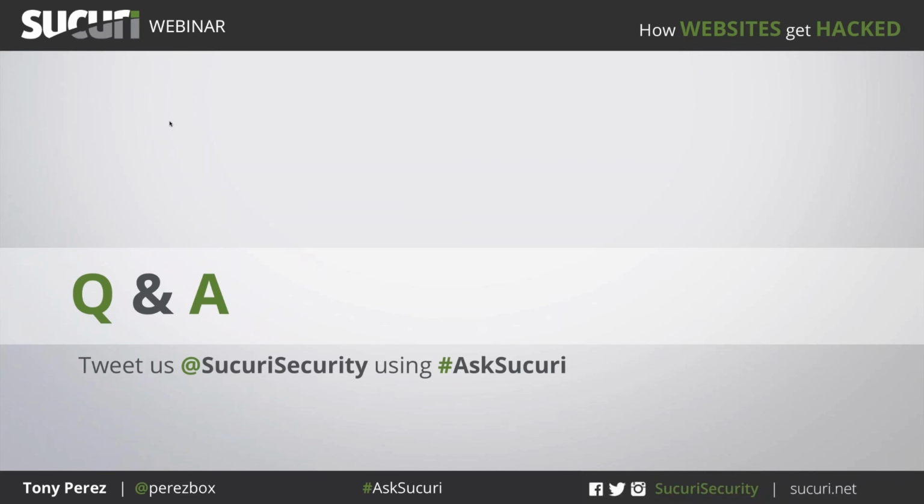Okay, we'll do one more and then we'll switch over to Twitter. So would you speak to injection attacks and how Sucuri can be used to protect that attack vector? Yeah, so there's different forms of injection attacks, right? Cross-site scripting itself is a form of an injection attack. Then you have the more traditional kind of SQL injection, things like that.